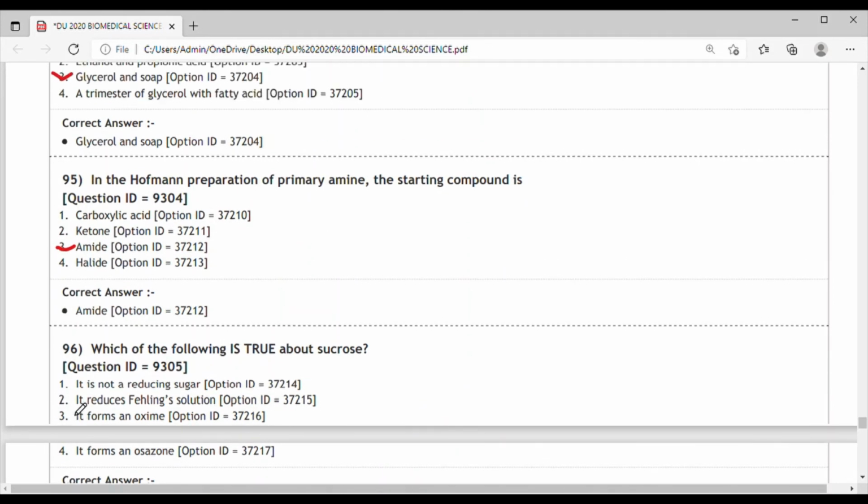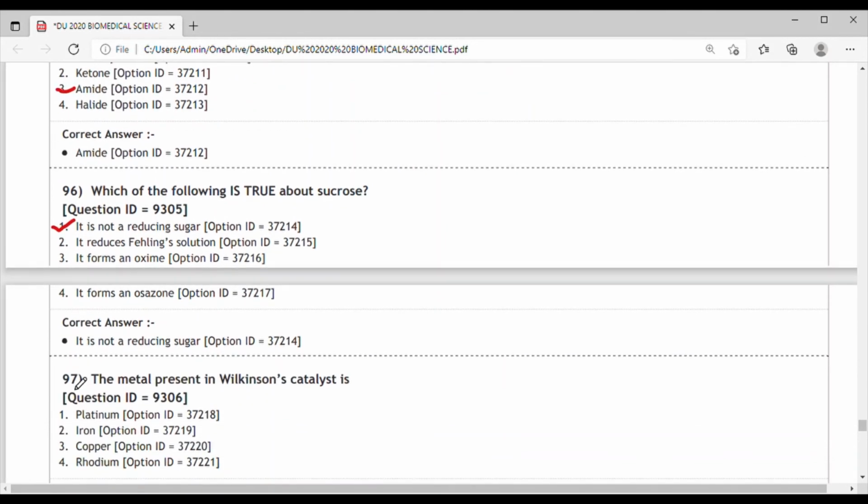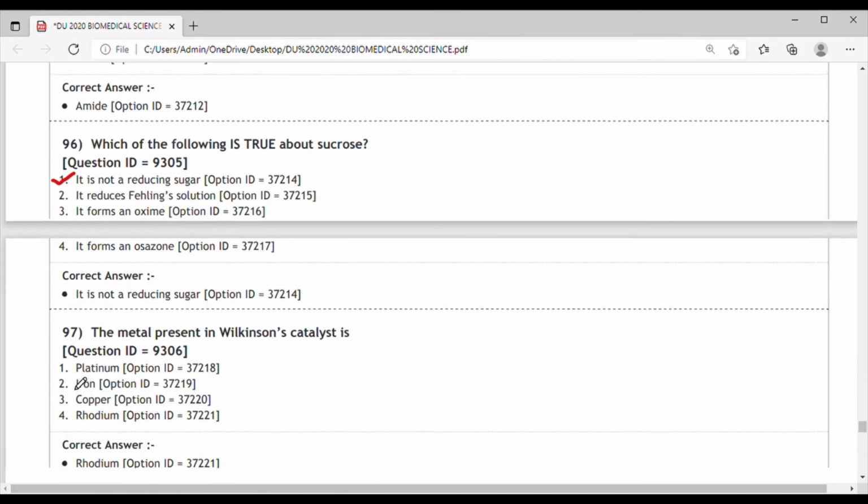Question 96. Which of the following is true about sucrose? It is not a reducing sugar. Yes, it is true for sucrose. It is not a reducing sugar. So the correct answer is option 1. Next question, question 97. The metal present in Wilkinson's catalyst is platinum, iron, copper or rhodium. The correct answer for this is option 4, that is rhodium.